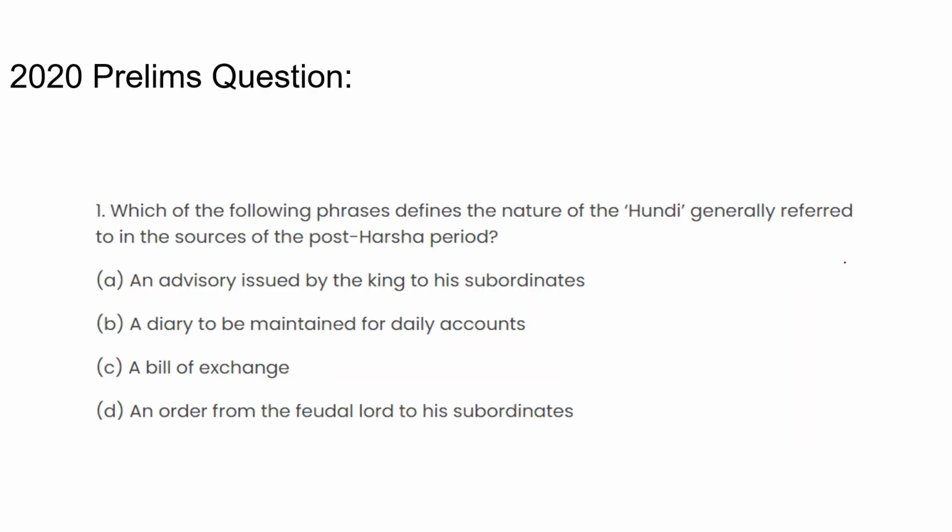See, this was a question taken from the 2020 prelims exam. Which of the following phrases defines the nature of the hundi, generally referred to in the sources of the post-Harsha period? So there are four options. An advisory issued by the king to his subordinates. Second, it is a diary to be maintained for daily accounts. Third, it is a bill of exchange. And fourth, it is an order from the feudal lord to his subordinates.